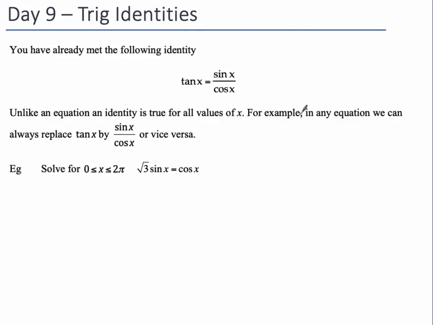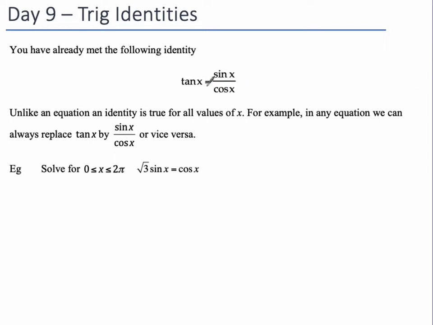Hello, this is Mr. Collier, and today we're looking at trig identities and using them to solve equations and simplify expressions. Okay, here's a basic trig identity. Tan x equals sine x over cosine x, or basically the definition of tan in some cases.